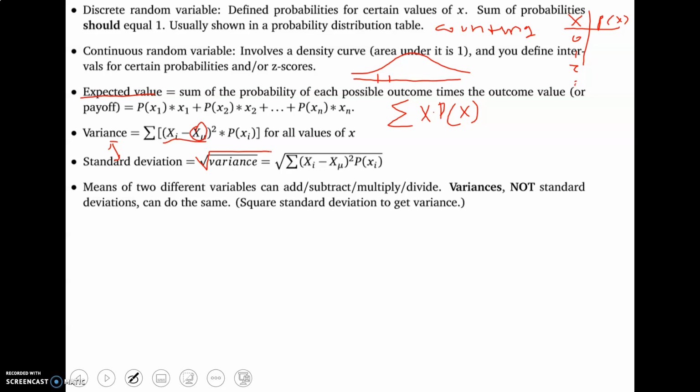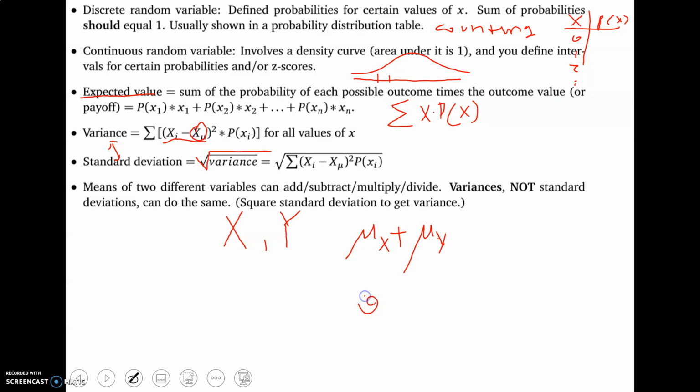All right, means of two different variables. So this is combining random variables, right? If you have two random variables X and Y, okay? If you're adding them, what happens to the mean is that you add them together, right? And same thing for subtraction and multiplication and division.